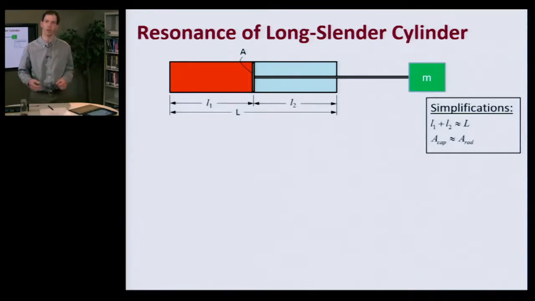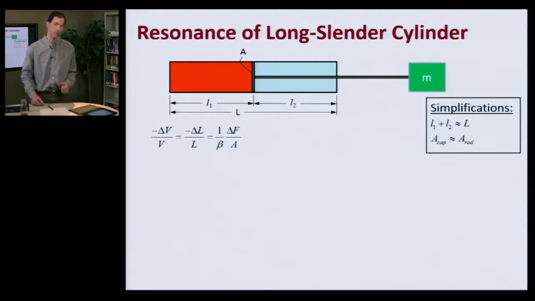Second, I'm going to say that my piston rod is very small, or that I have a double-ended cylinder and that the area on each side is the same. So just some simplifications to make my math a little bit easier. I'm going to start off with just the bulk modulus equation, and notice that because my areas are the same, I can substitute in the lengths instead of the volumes on each side for the delta V and the V. And I'm substituting delta F over A for delta P.